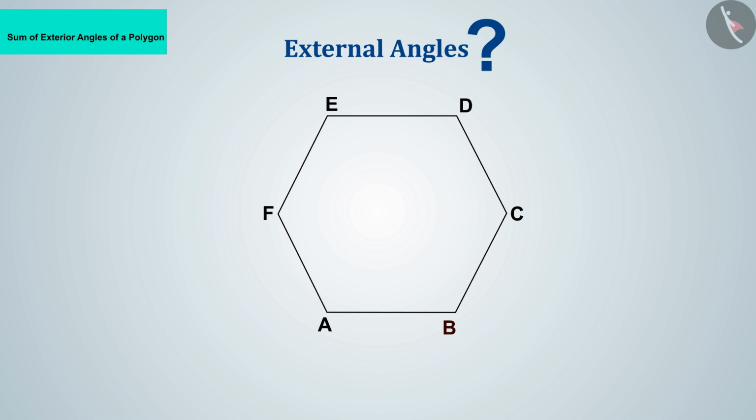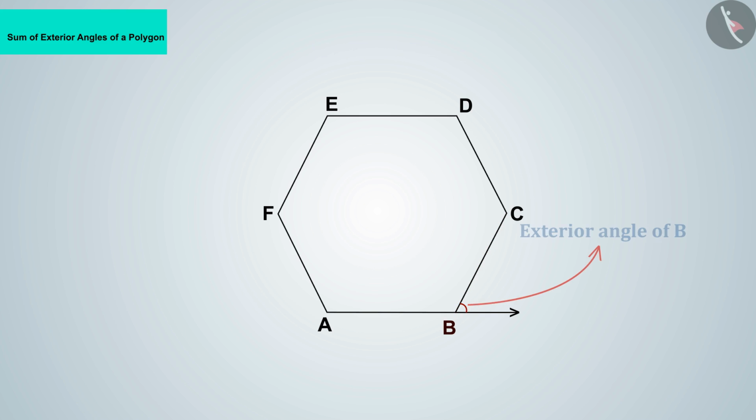Let us understand this with the help of a hexagon. Move AB outward. The angle that will form between AB and BC outside the polygon is called the exterior angle of B. All external angles of the hexagon are shown in this figure.